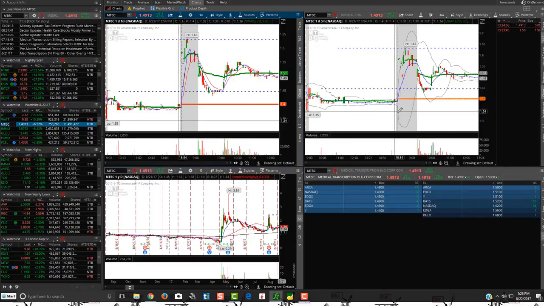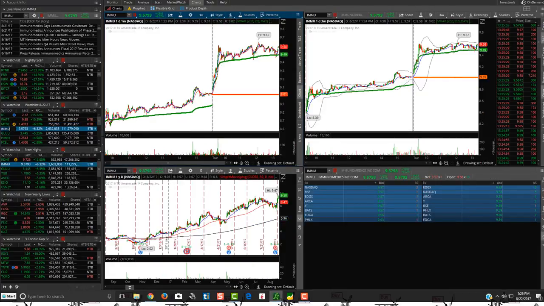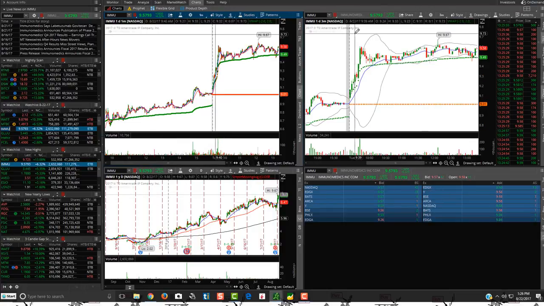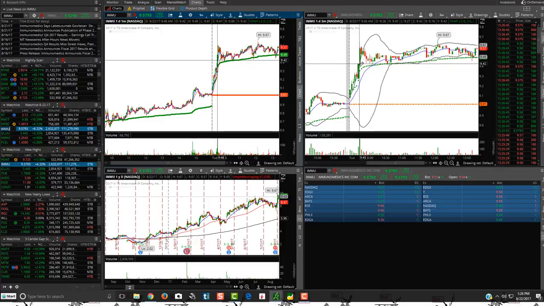Let's look at a few more here. I'm just picking some random ones. It's during the middle of the day during the market here, so I'm just going to look and see what pops up. As you can see here, IMMU on the 3-minute, once it gets outside of the Bollinger Bands, it wants to pull back, but it doesn't do it right away.